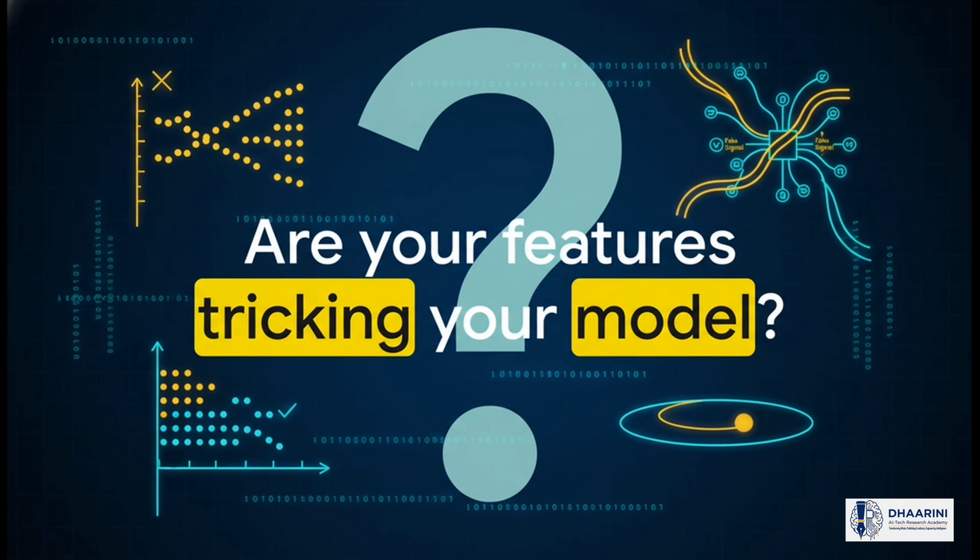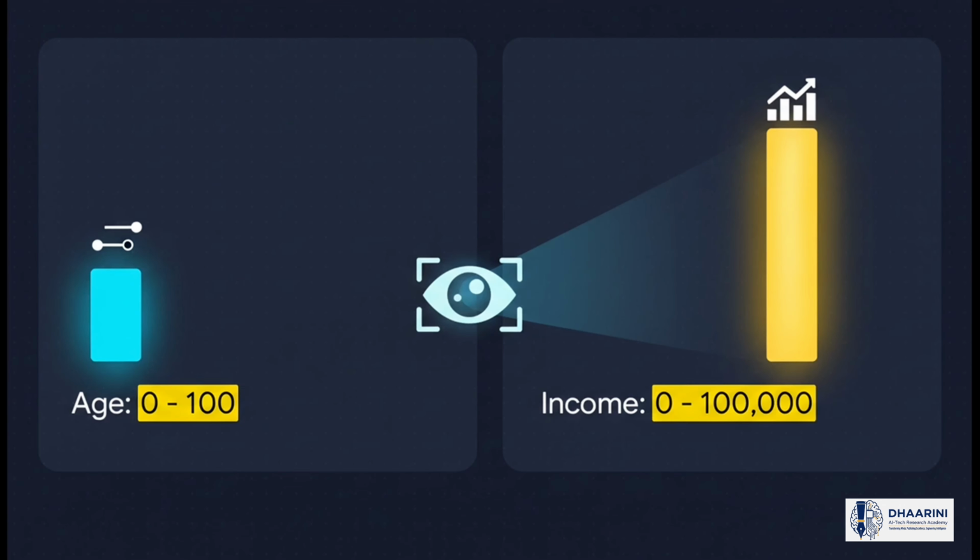Because you can have the cleanest data, the most powerful algorithm, but if your numbers are all over the place on totally different scales, you might be sending your model some seriously wrong signals. Check this out. It's a super common scenario. You've got two features, right? Age, maybe it goes from 0 to 100. And then you have income, which could easily be 100,000, 200,000, whatever.